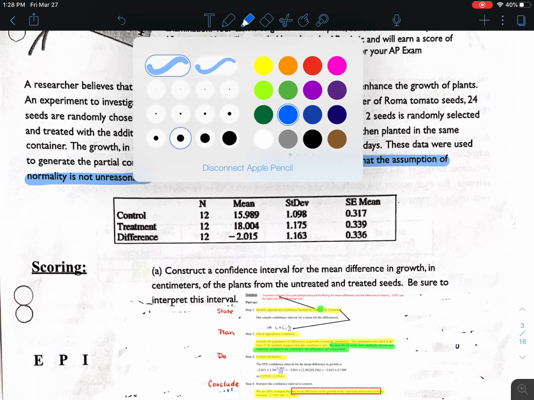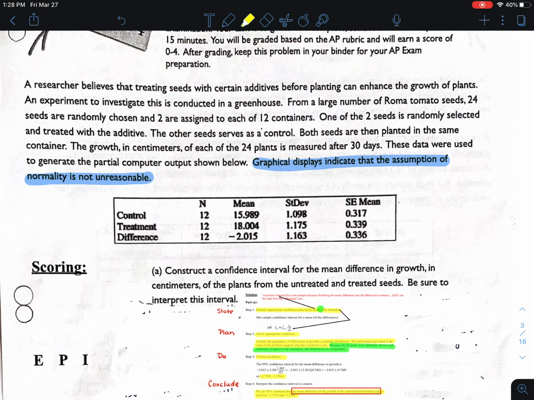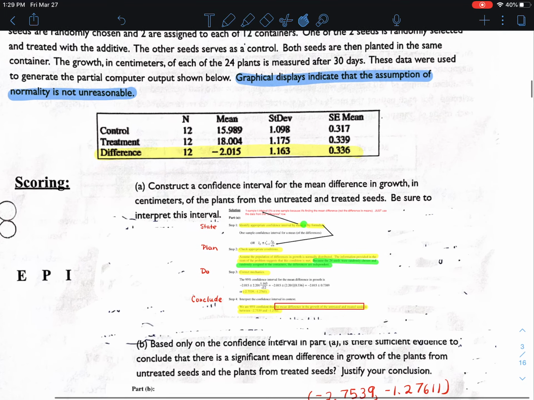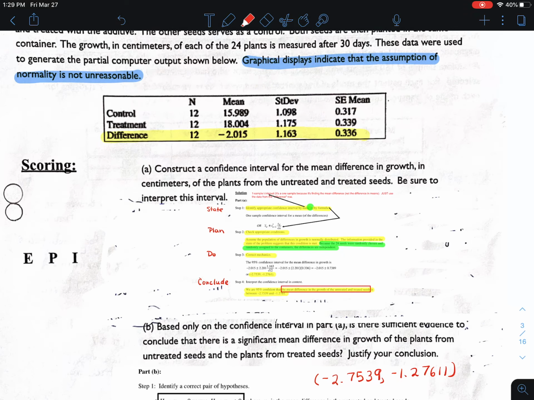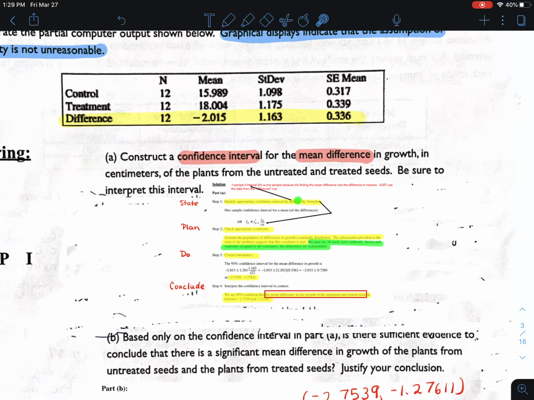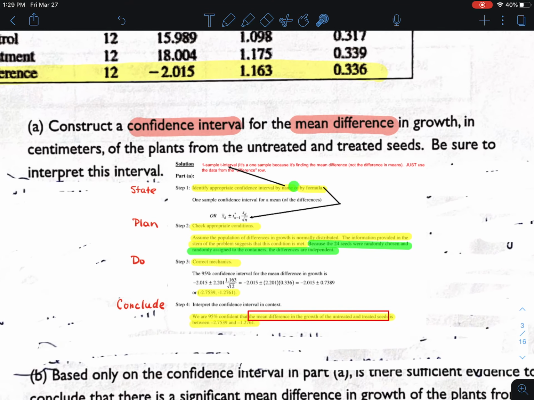Now, if you look closely at the information in this computer output, they've got the mean and standard deviation for the control group, same thing for the treatment group. But look at this row here. This is the difference in control and treatment groups. Now, look at what the question's asking. The question says, construct a confidence interval for what? For the average difference in the growth in centimeters of the plants from the untreated and treated seeds.